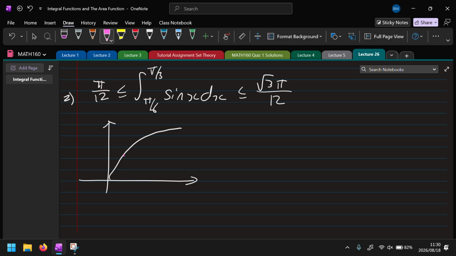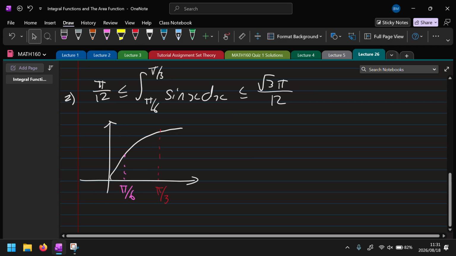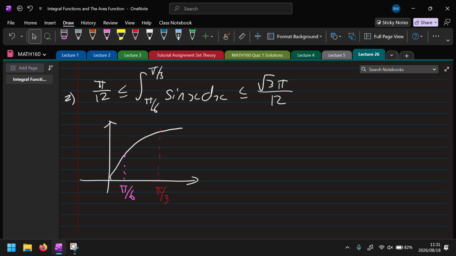Pi over 6, that will be over here, and pi over 3, that will be over here. So pi over 6 is 30 degrees, pi over 3 is 60 degrees, and then at the top there, that's our 90. We see that on this interval here, from 0 to pi over 2, it's increasing. So it's increasing from pi over 6, that will be the smaller value since it's increasing, and at pi over 3, it will be the larger value, again because it's increasing. So from here to here, it's increasing.